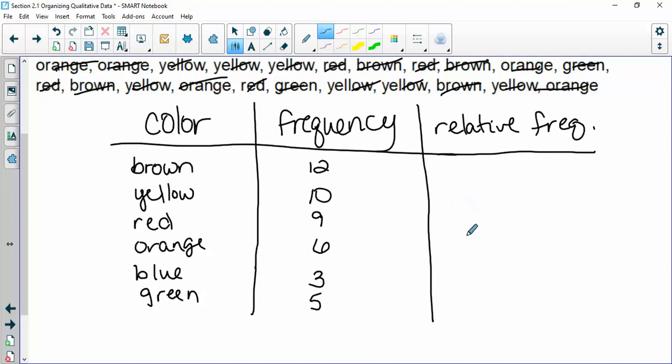45, you guys agree? Okay, so to get our relative frequencies, we just take 12 divided by 45. So 12 out of 45 gives me 0.2, let's go 4 decimal places, 667. Next one, 10 out of 45.